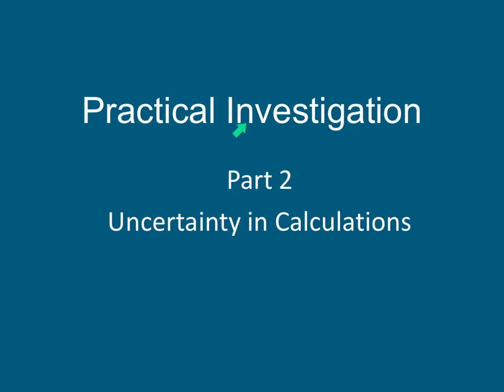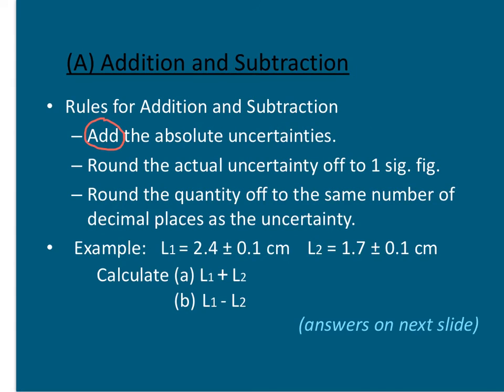Practical investigation part 2 now, to do with uncertainty in calculations. A, addition and subtraction. When you add two quantities together, what do you do with their uncertainties? When you subtract one quantity from the other, what do you do with their uncertainties?